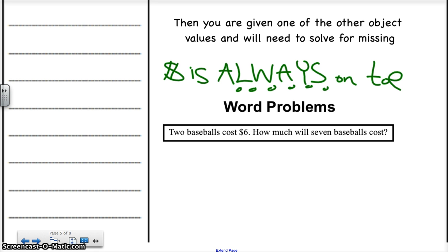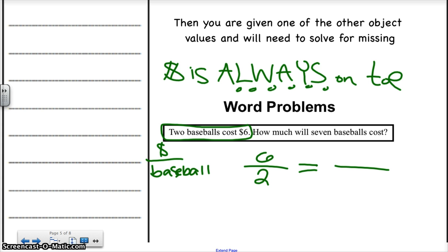All right, so here I am. First one, 2 baseballs cost $6. There it is. My first relationship. I have money and baseballs. So I have money is to baseballs. Creating my generic proportion skeleton, money is always going to be on top, baseballs on the bottom. So 2 baseballs cost $6. How much are 7 baseballs going to cost? So $6 is to 2 baseballs as, how much will 7 baseballs cost?